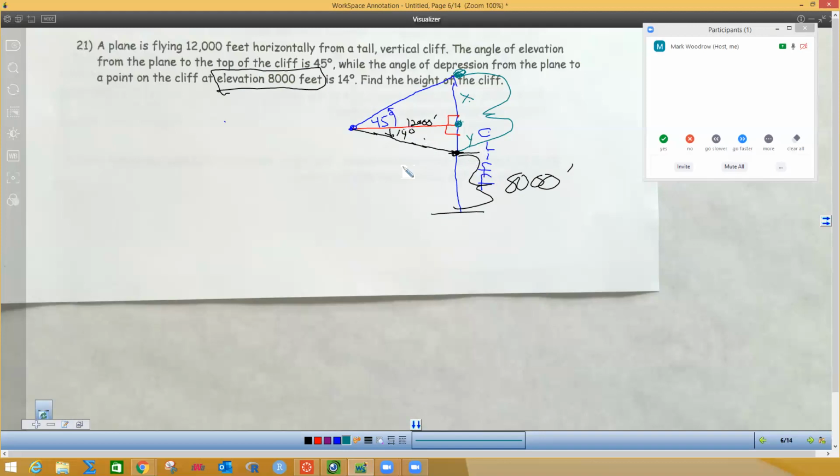So what's the most important thing to use? The angle. So from this angle, what's this side over here? Opposite. What's this thing right here? That's adjacent. What am I going to use to find X? So the tangent of 45 degrees is going to equal X over 12,000. Well, I'm going to tell you right now that I know that this X value is 12,000 because I'm a genius, right?